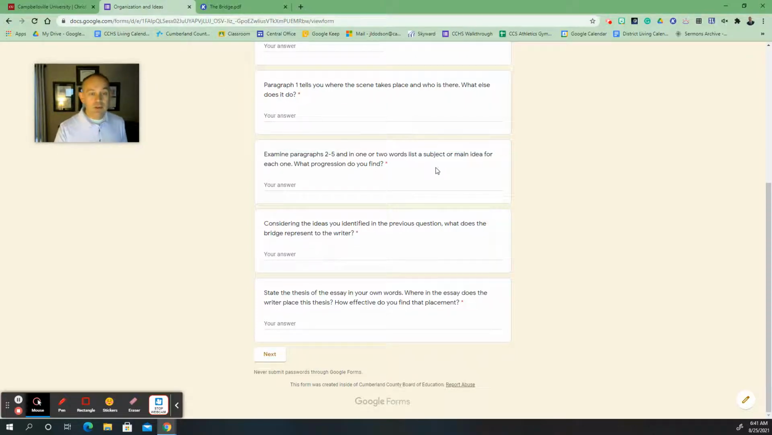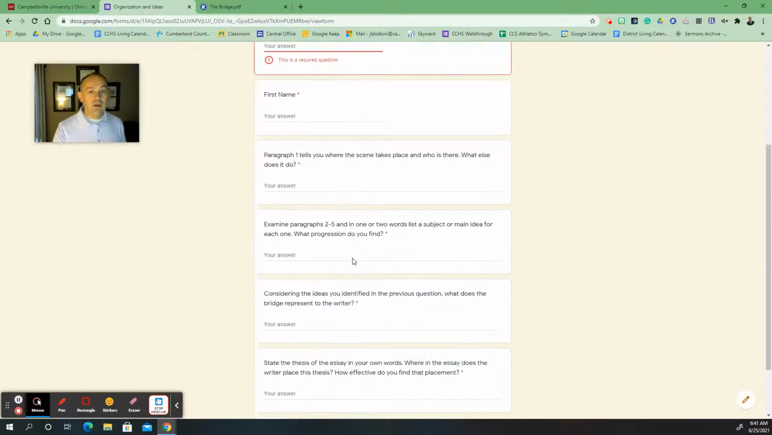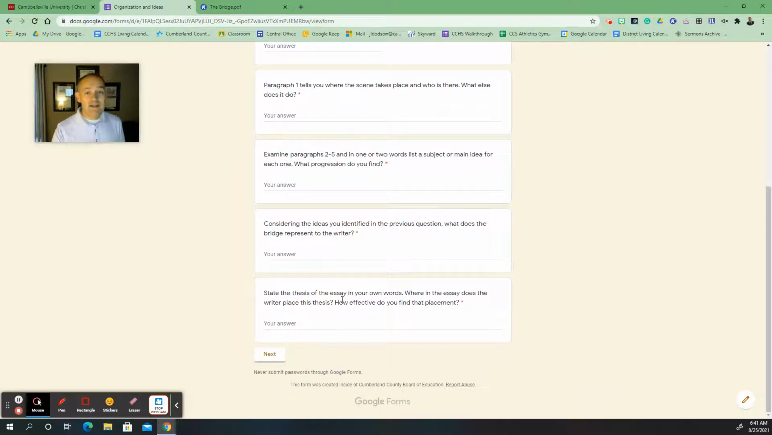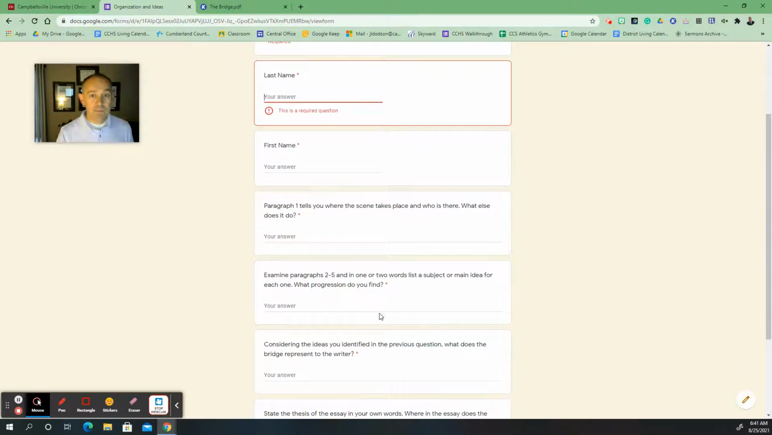And there's the question that asks you to identify a one or two word main idea, and so on. You go on to the next set, you're going to get some more questions. And the very last question is state the thesis of the essay in your own words. That's what I'm talking about. That's an implicit thesis. So it's not going to be a sentence that you lift from the essay. It's going to be in your own words, one declarative sentence that is the implied thesis statement. Okay?